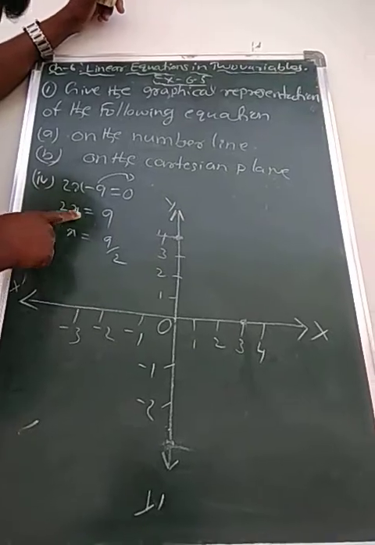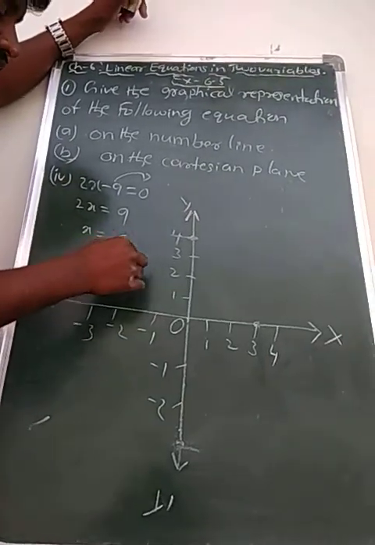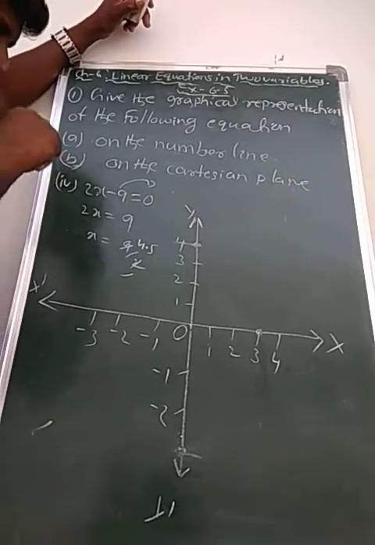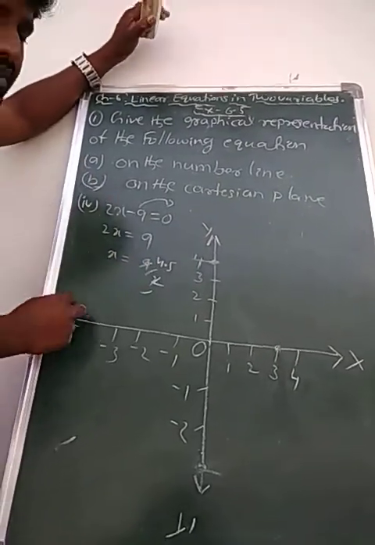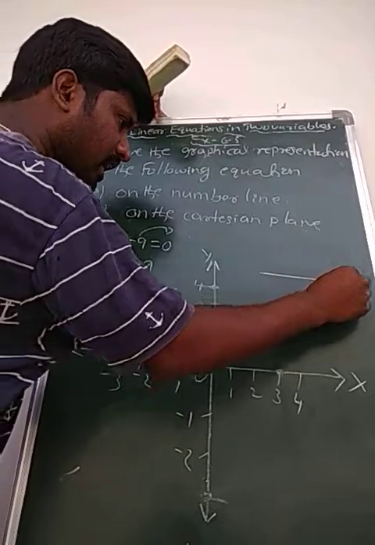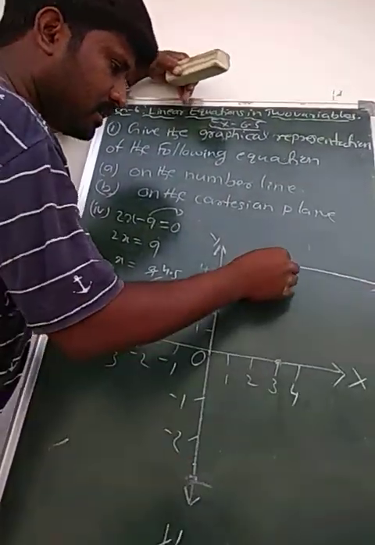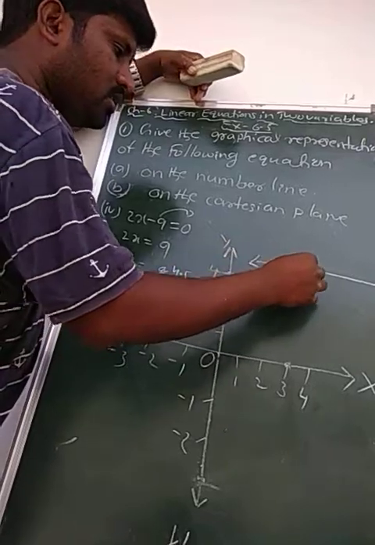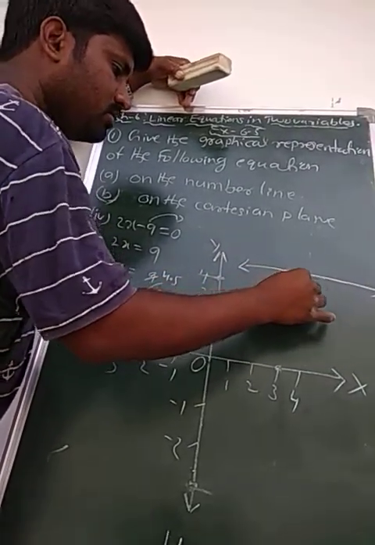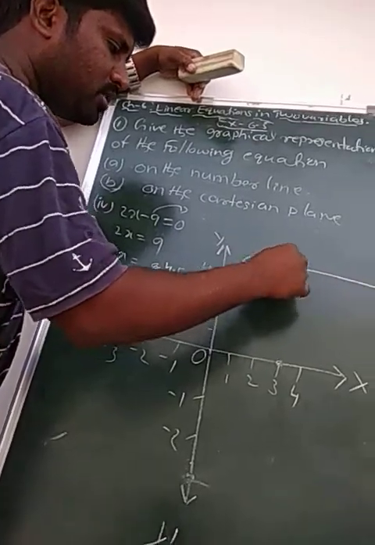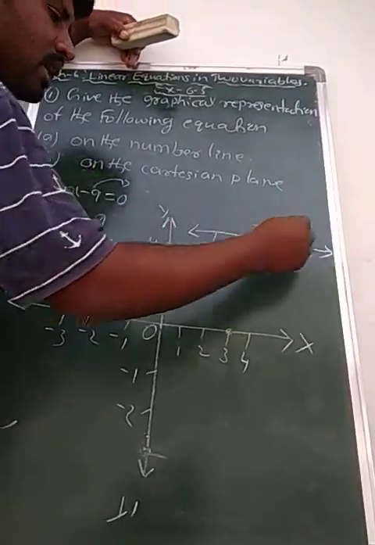Transposing 2 becomes a division quantity. 2 ones are 2, 4 fives are 20, so we get x is equal to 4.5. So draw a line like this. From 0, here the middle is 0. From 0 to the left are negative numbers, and from 0 to the right are positive numbers.